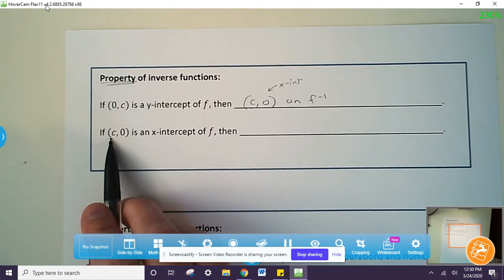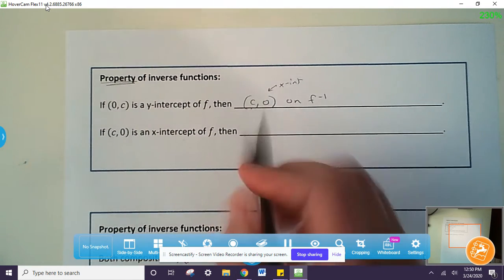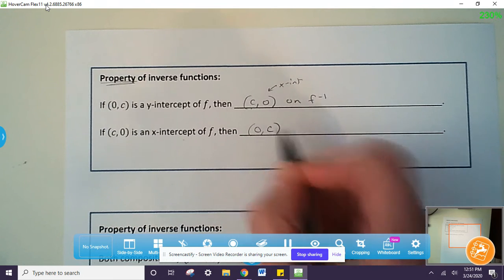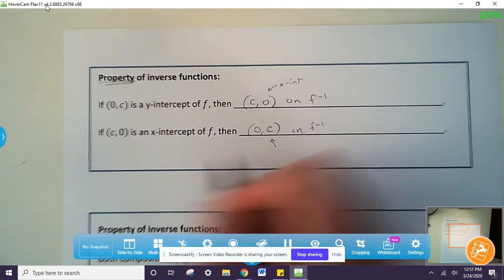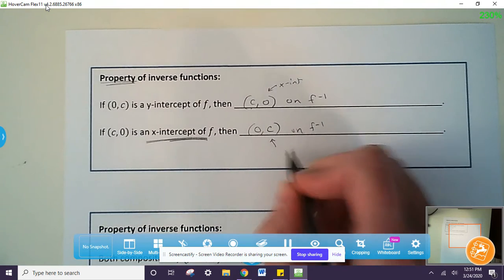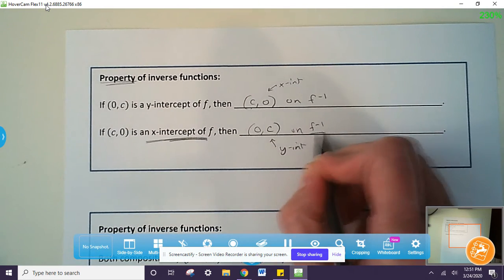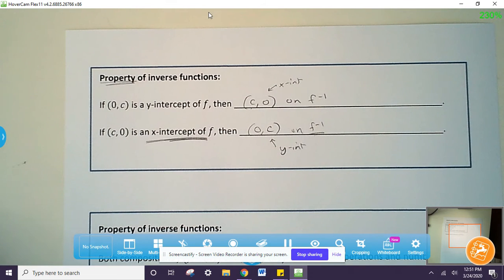And if you have (c, 0) as an x-intercept on your original, then if you switch x and y, you're going to get (0, c), and that's got to be on the inverse. So what was an x-intercept on f becomes a y-intercept on the inverse. And I want to take you over to Desmos for a moment to show you that.